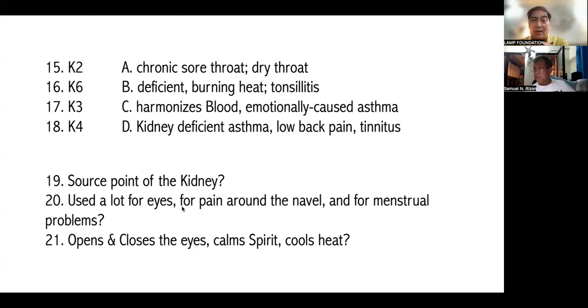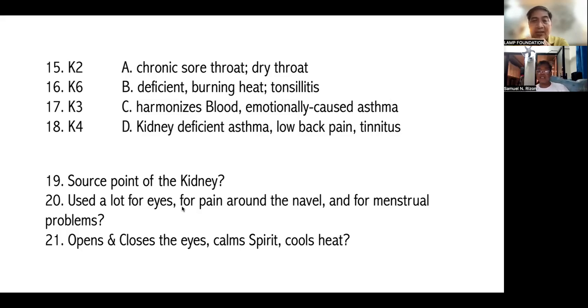Medyo obvious na kakaiba siya rito sa 4. Yeah, Kidney 2 is actually the fire point of the kidney, and the answer can be letter B. We have the burning heat and tonsillitis. Okay, so this is where you sedate it, no? Yes. So next is kidney.